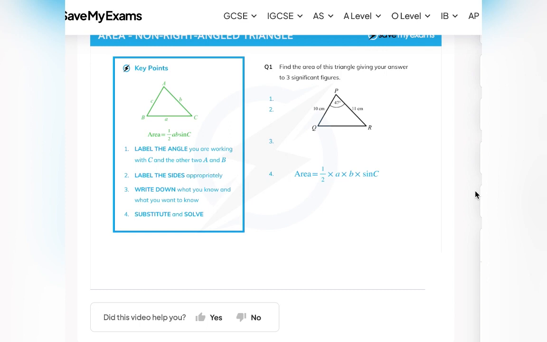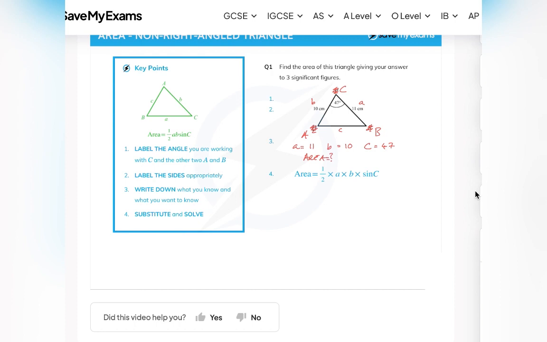So, first question, we're just asked to find the area. Label the triangle. Which angle are we working with? Well, it's called P, so let's call it C. So that's little c, and then it doesn't matter whether I call QA and RB or the other way around, but I've relabeled my triangle, and I've labelled the sides appropriately. Little a opposite big A. What do we know? Well, we know little a is 11, we know little b is 10, and we know big C is 47. And we're trying to find the area. Okay, so that's what we're trying to find.